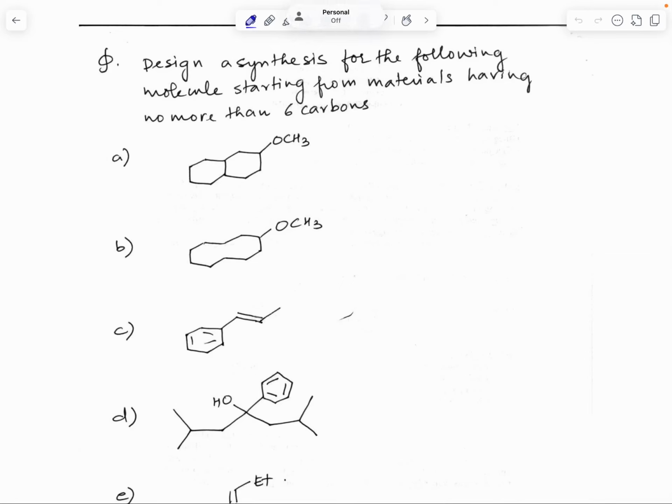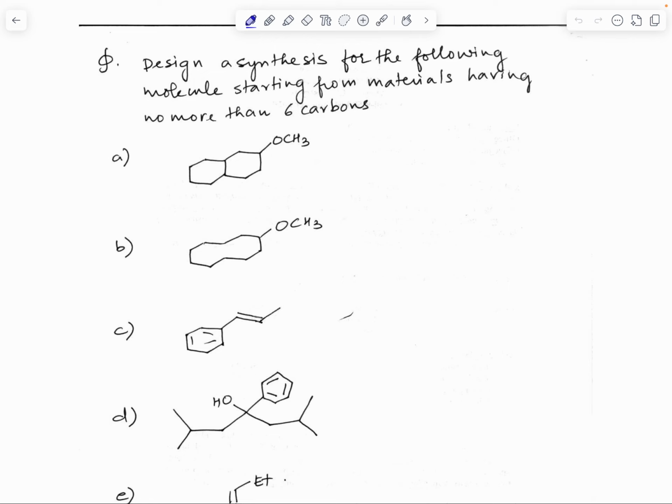So in this problem, we're going to basically design a synthesis for these molecules, starting from any material that has no more than 6 carbons. Okay, so let's take a look at the first one. Obviously, there's more than 6 carbons out here. So the key to think about this is, how can we break this down?